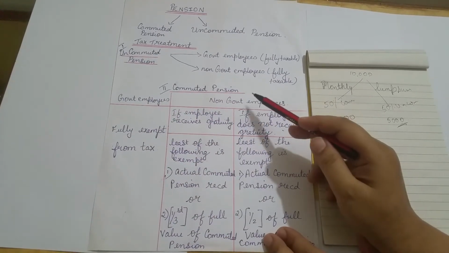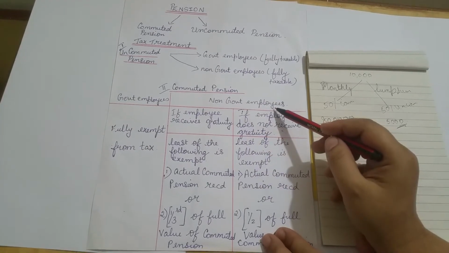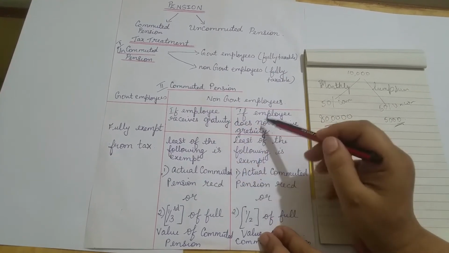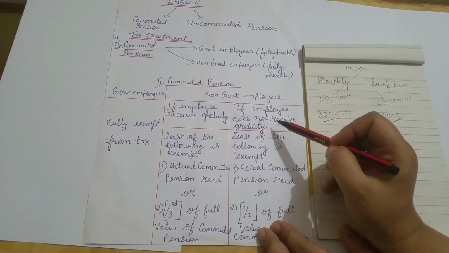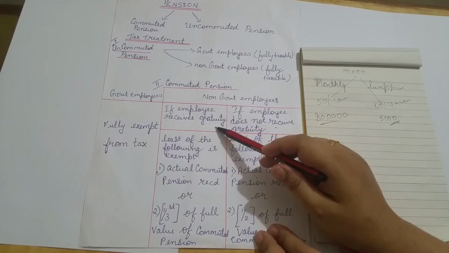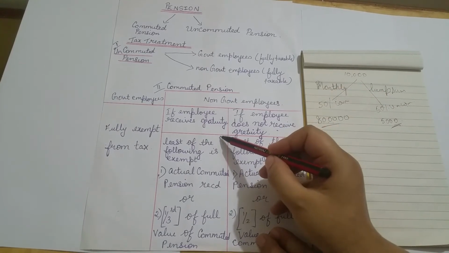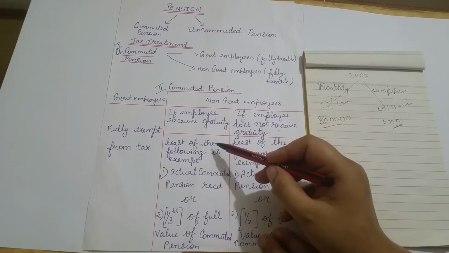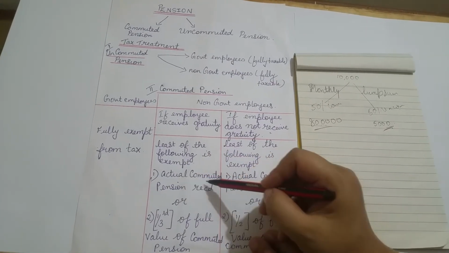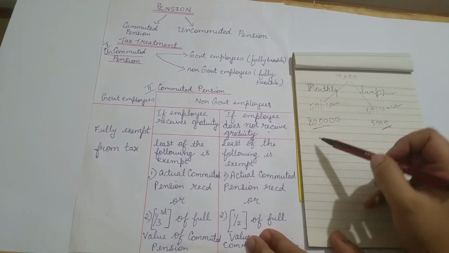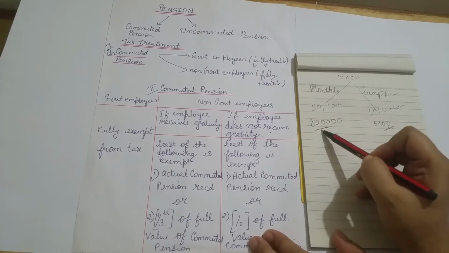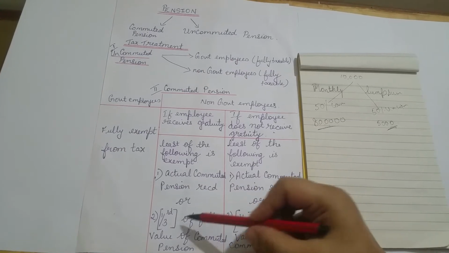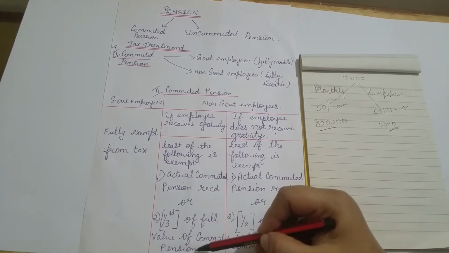On the other hand, if the employee is a non-government employee, you need to see two scenarios, whether the employee is receiving gratuity or the employee is not receiving gratuity. If the employee is receiving gratuity, whatever is the amount of pension, from that you should minus least of the following. Least of the following here is actual commuted pension received. Let's take the case: what is the actual commuted pension? In this case it is 8 lakhs. So here you will write it as 8 lakhs or 1/3 of full value of commuted pension.